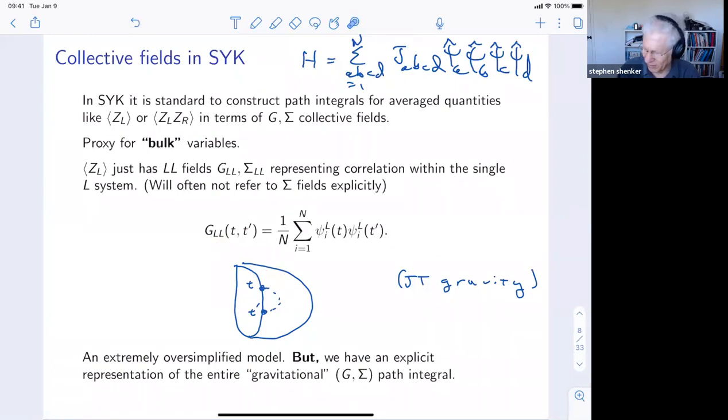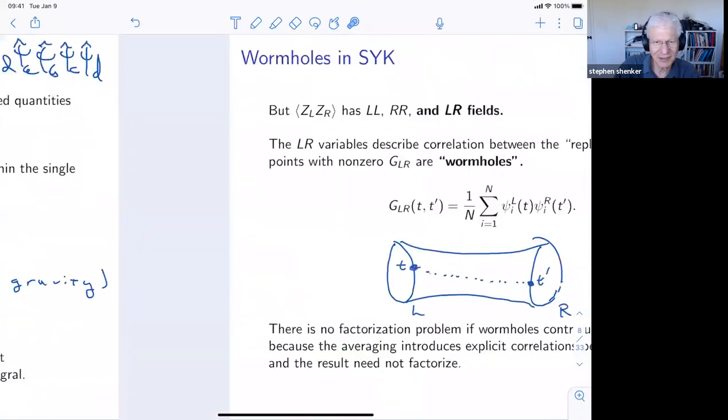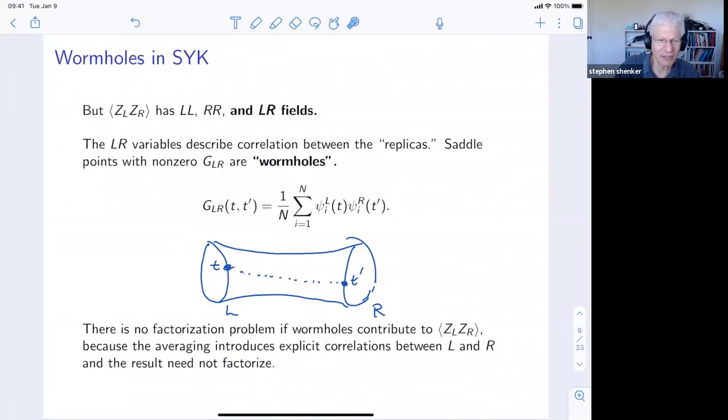is the reason that some of us have devoted so much time to it: we have an explicit representation of the entire, quote, gravitational path integral, an integral over this auxiliary field and its partner called sigma. And so we've got the entire path integral in this toy, and we can poke around and see what strange things there are in it. That's nice to have control like that.